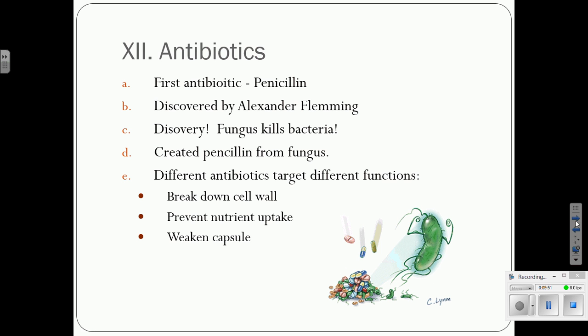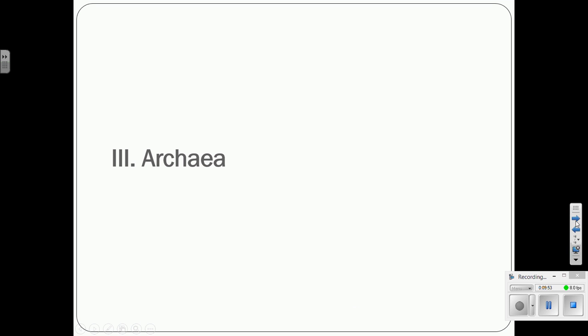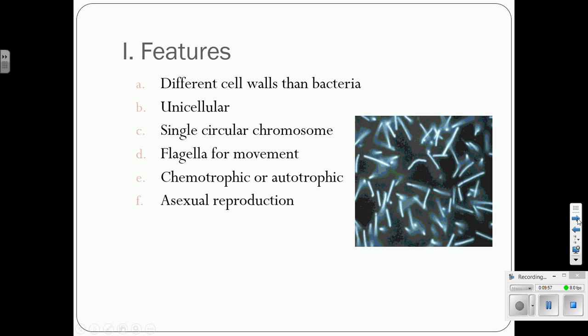All right, and then our last little section here is on the archaea bacteria, which are the extreme types. So they're going to have a little bit different cell wall than just normal everyday eubacteria. They are still unicellular, and they have circular chromosomes as well, just a single one. Still use a flagella, and they're still going to undergo binary fission through asexual reproduction. And they're going to feed off chemicals, so those are the chemotrophs, or they can do photosynthesis and be autotrophic.